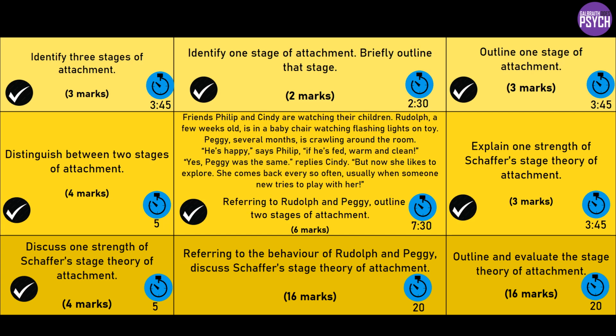So when we went through the Rudolph and Peggy stem, we talked about asocial or pre-attachment, and we linked that in.